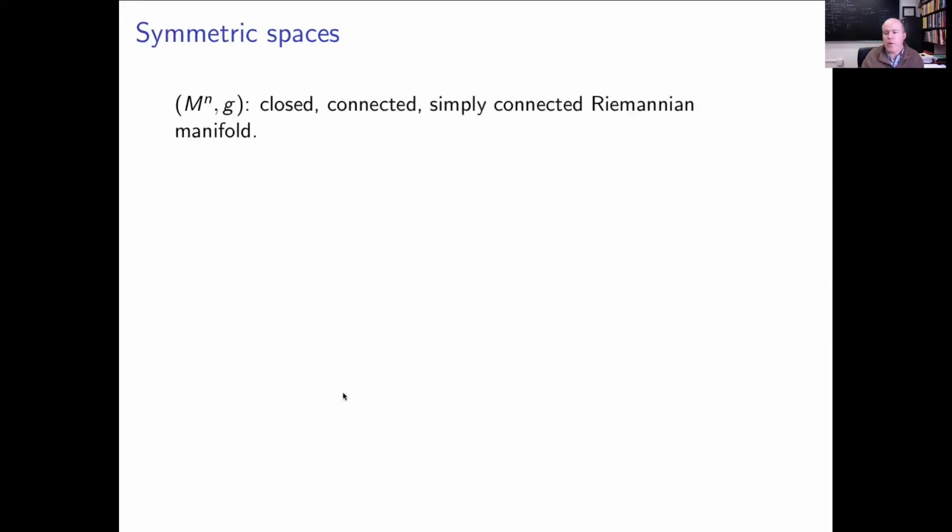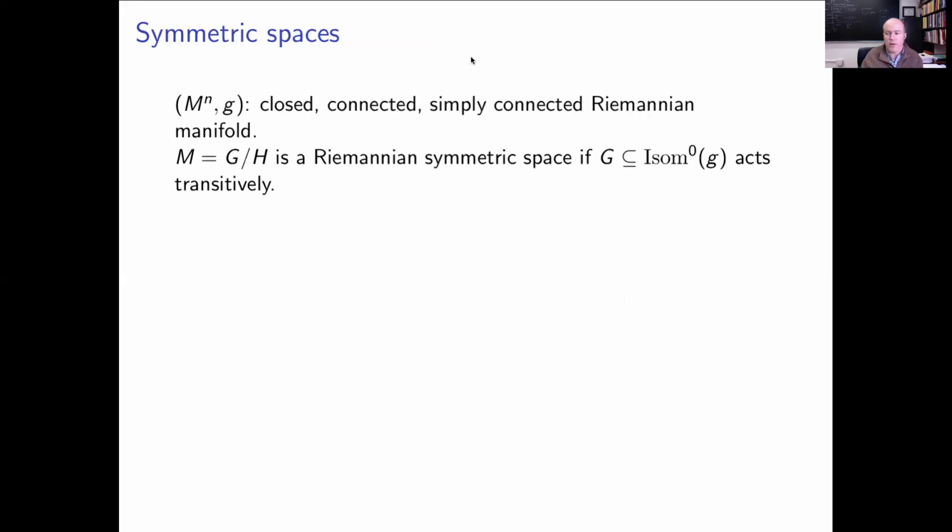Okay, so now I'm going to discuss a little bit some preliminaries which are going to be useful throughout the talk. Firstly, throughout the talk, our manifold will always be closed, connected, simply connected, etc., and a Riemannian manifold. The class of Riemannian manifolds we're really going to study are symmetric spaces.